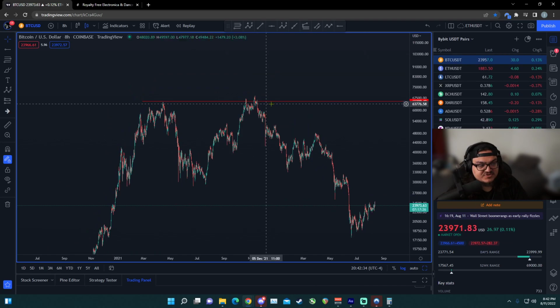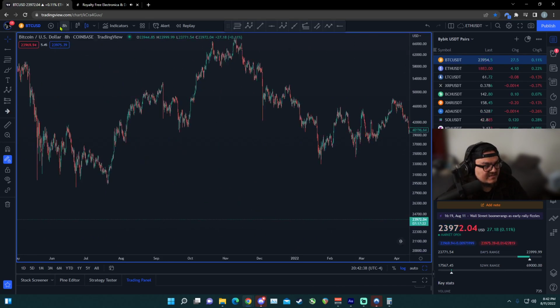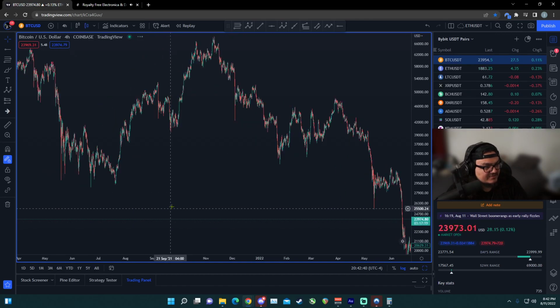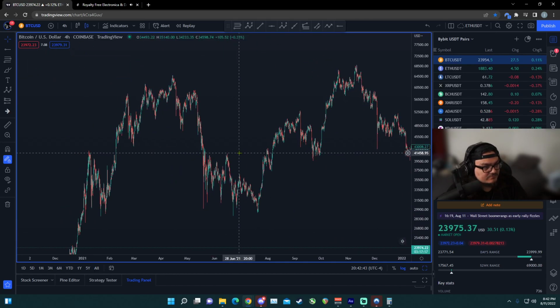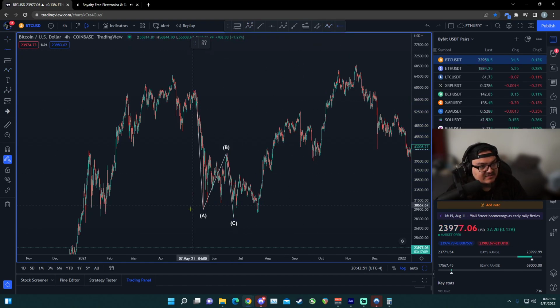Okay, example. So I showed you that bigger one. Now let's zoom in just a tiny bit. Maybe it's like a 4 hour. Look at this one. On a bigger scale, A, B, C. Now it's not exact, but this is a possible downtrend reversal.